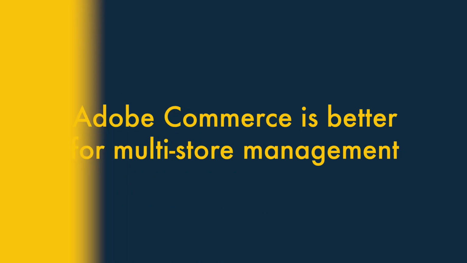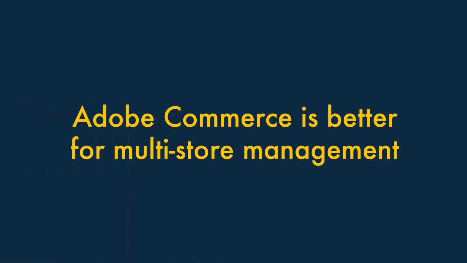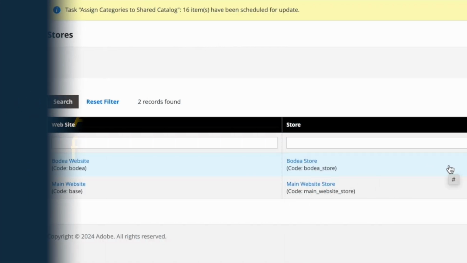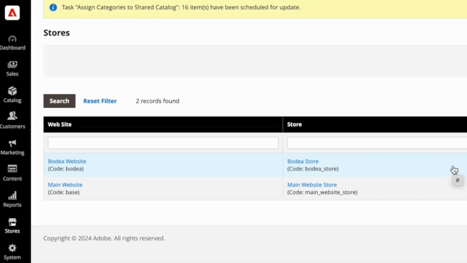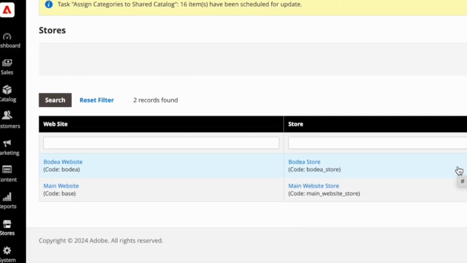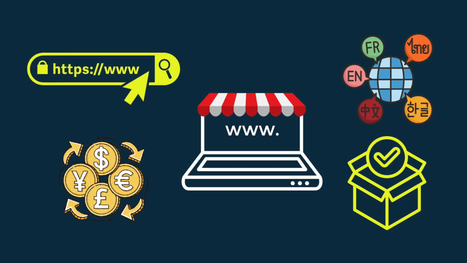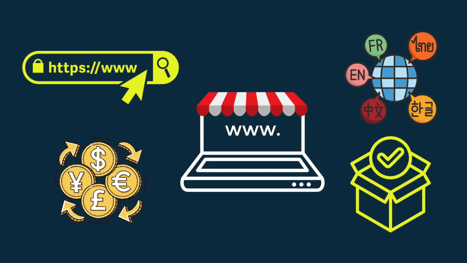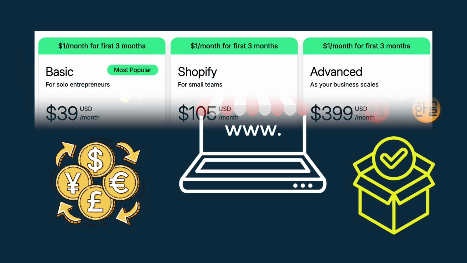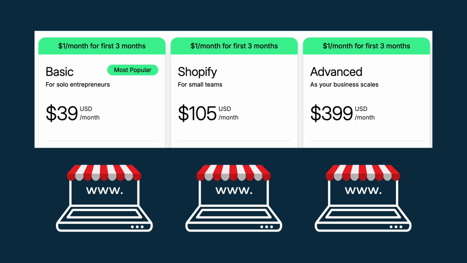2. Adobe Commerce is better for multi-store management. With its multi-store functionality, Adobe Commerce lets businesses run multiple storefronts from a single dashboard, each with its own domain, currency, language, and product catalog. By contrast, regular Shopify plan users are limited to a single store per account.